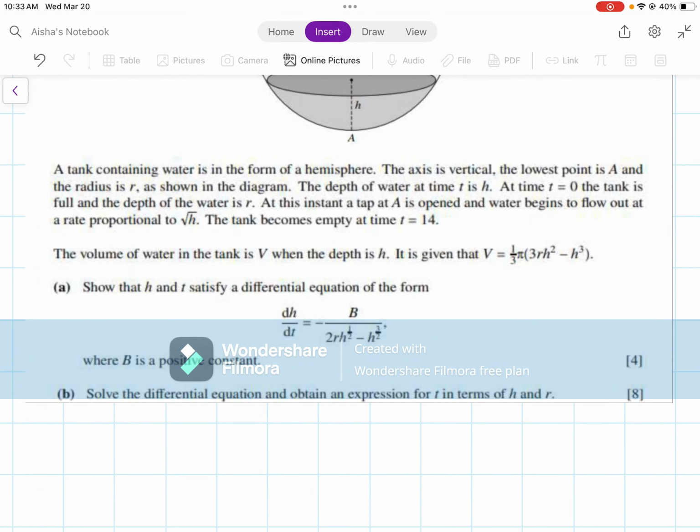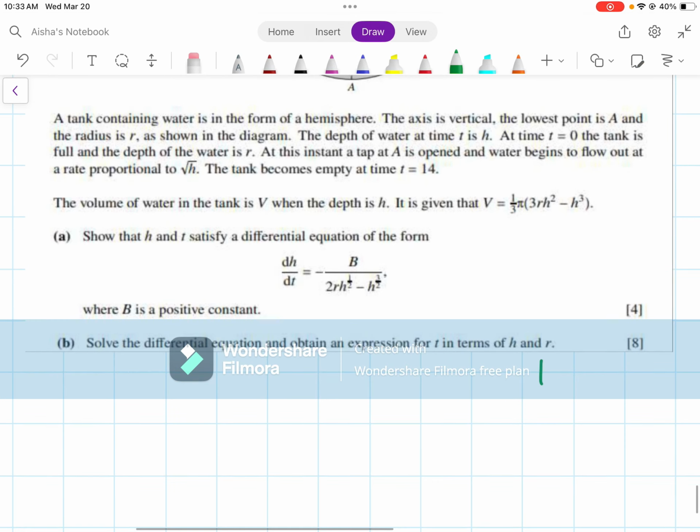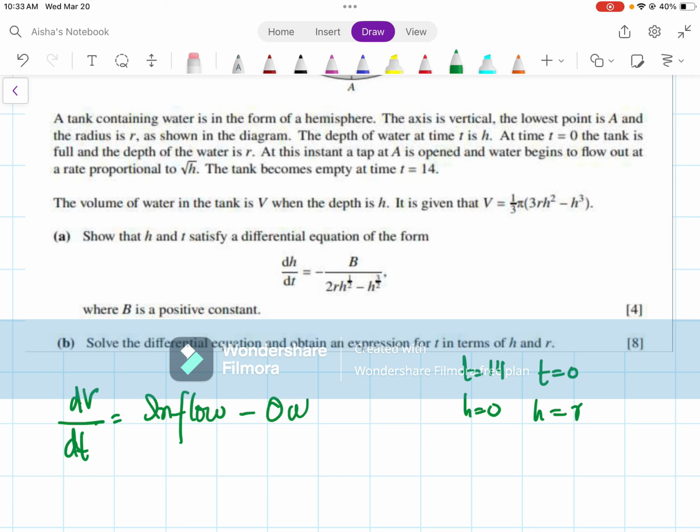Okay, a tank containing water is in the form of a hemisphere. At time t0, the tank is full, and the depth of the water is r. At this instant, a tap A is opened and the water begins to flow out at a rate proportional to root h. The tank becomes empty at T14. Remember, the rate of change of volume is inflow minus outflow. This is a statement that you need to learn.